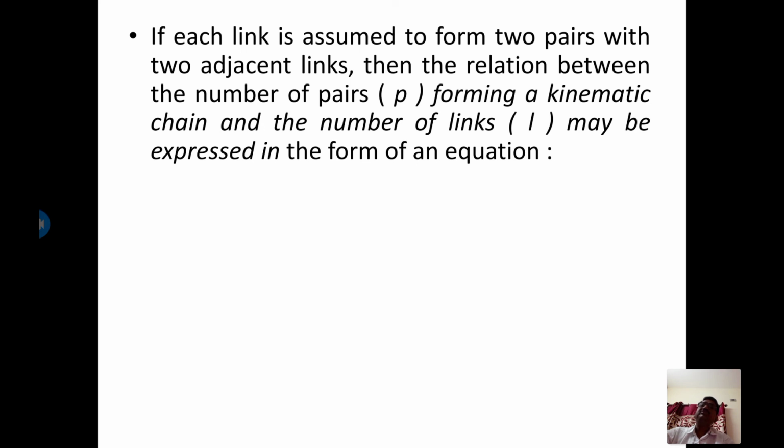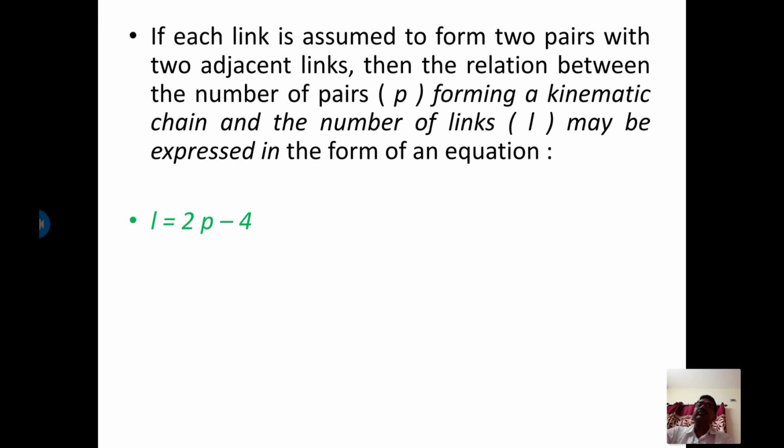Now if each link is assumed to form two pairs with two adjacent links, then the relation between the number of pairs forming a kinematic chain and the number of links may be expressed as an equation. With L as the number of links and P as the number of pairs, the equation is L = 2P - 4. When this equation is satisfied, it is a kinematic chain. Otherwise, it is not a kinematic chain.